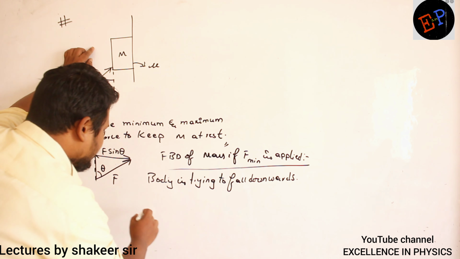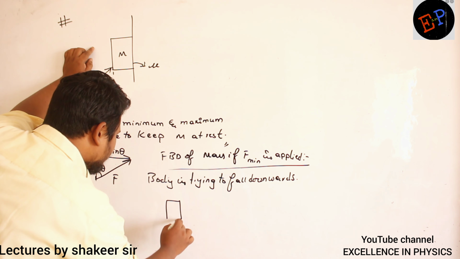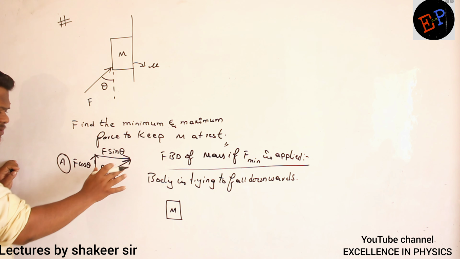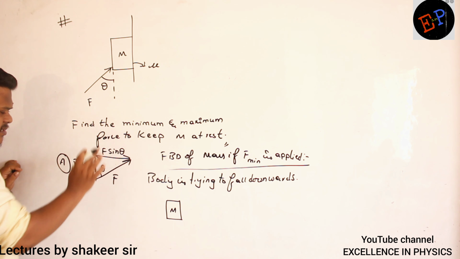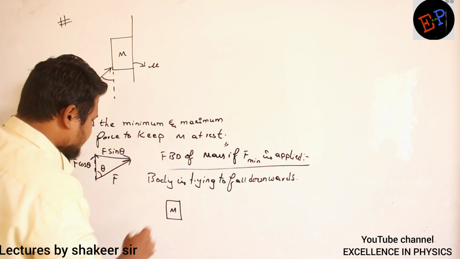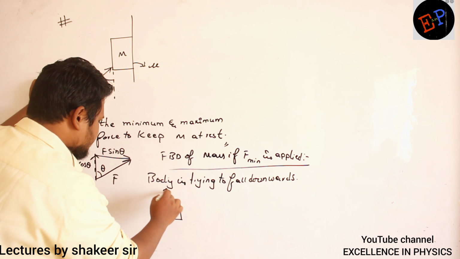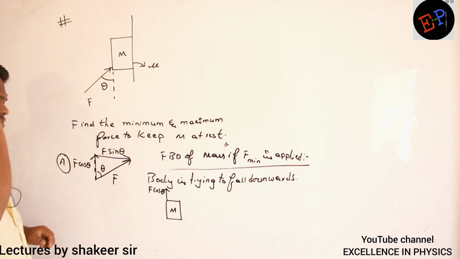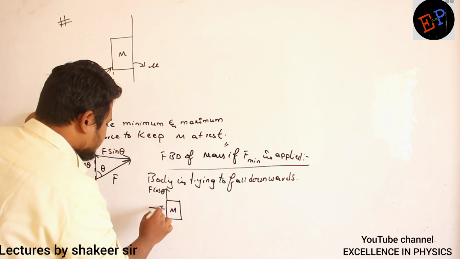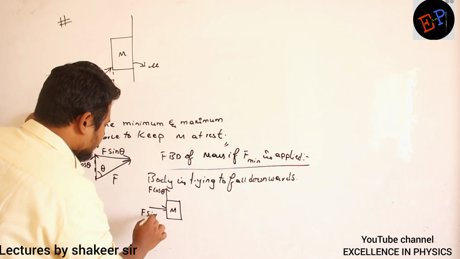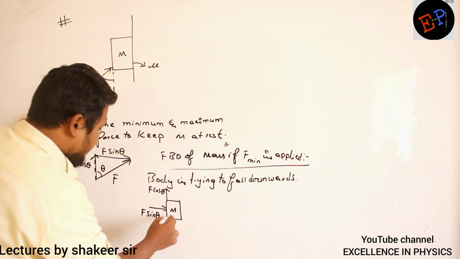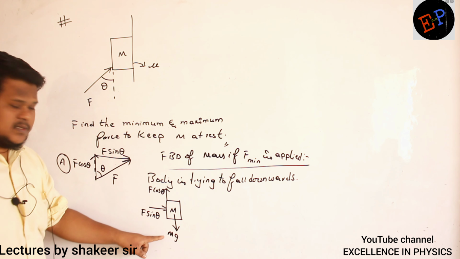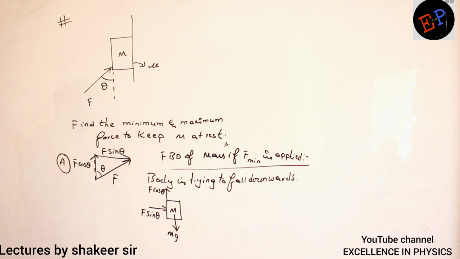Now let us draw the free body diagram of this one. If this is the body of mass capital M, how many forces are there? Already I have split this into two components: F cos theta and F sin theta. F cos theta is acting in this direction. F sin theta is acting in this direction. One, the weight of the body, capital Mg, will be acting in the downwards direction. Any other force?